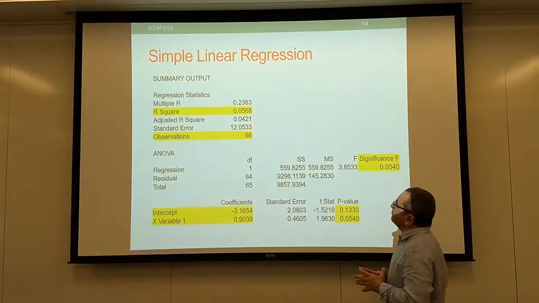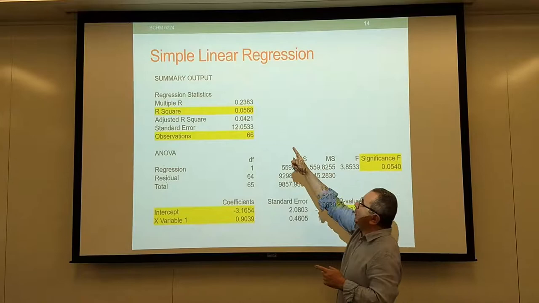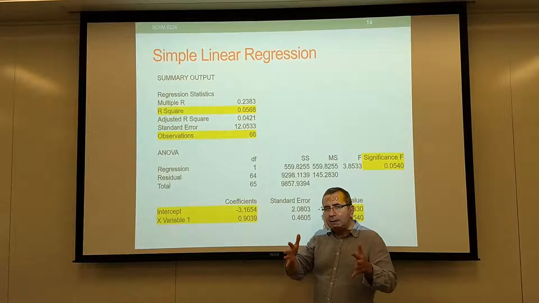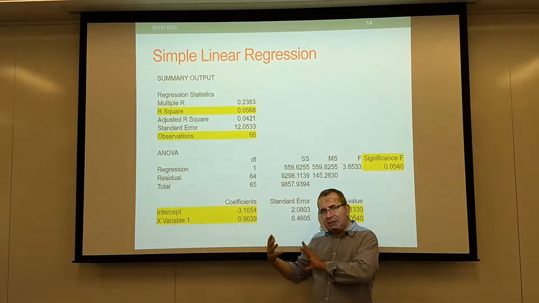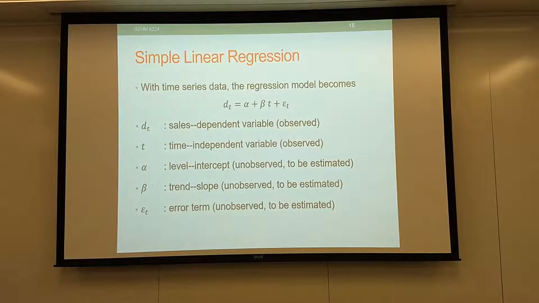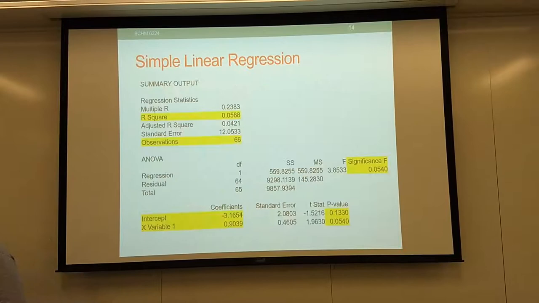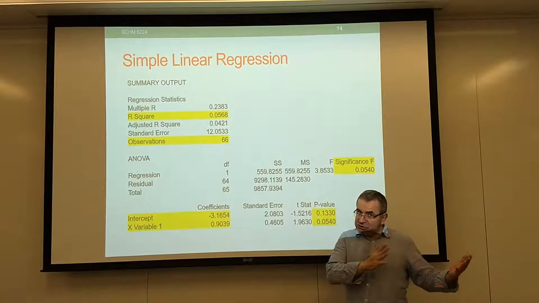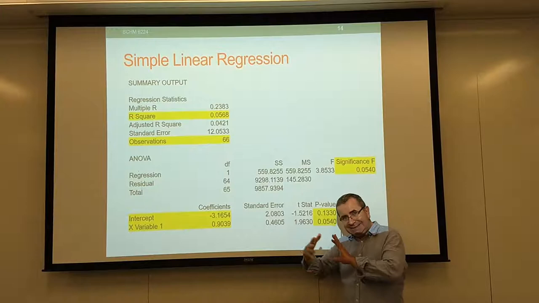And then there is R square, okay, R square. R square tells you what percentage of variation in Y is explained by the variation in X. So arrival delays vary, and departure delays vary. What percentage of arrival delays can be traced back to departure delays?